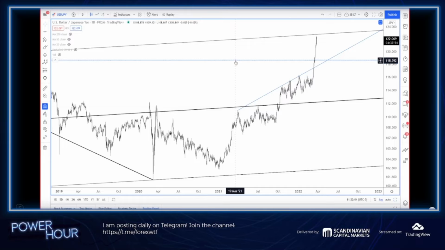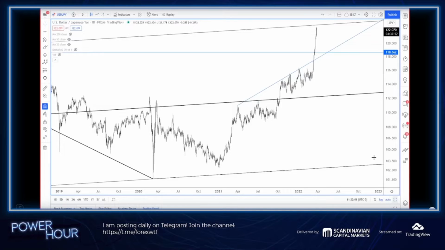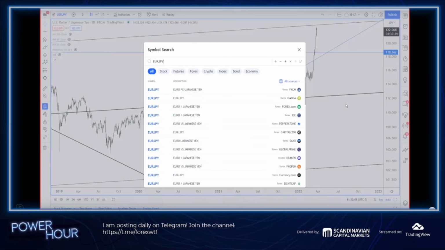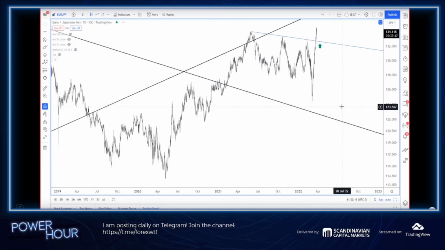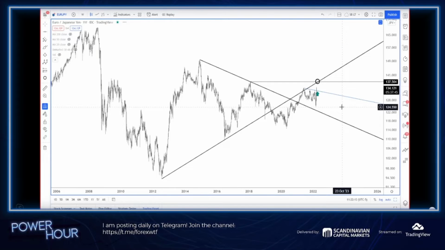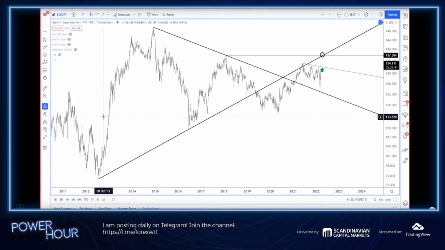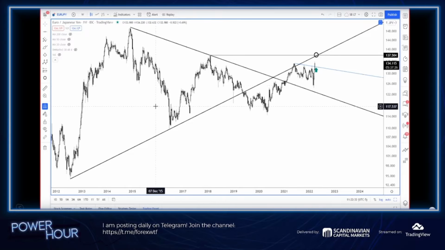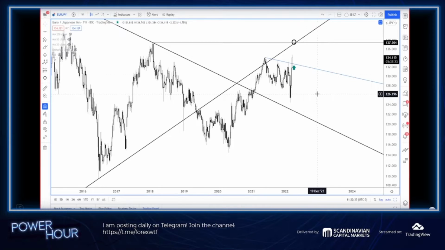While we're on yen, I guess we could look at some other yen crosses. Let's look at euro yen. Go to a weekly chart. Okay, euro yen weekly chart. This is log scale. See this thick black line that goes back to 2012? That's going to be up near 137.50. That is the high from 2018. That is an objective to pay attention to.